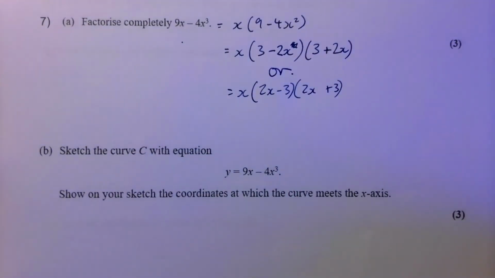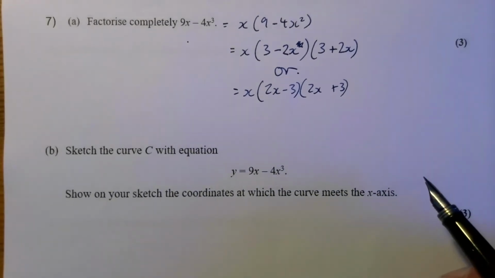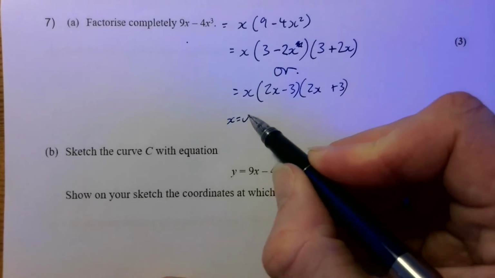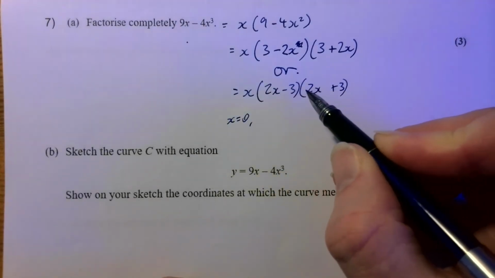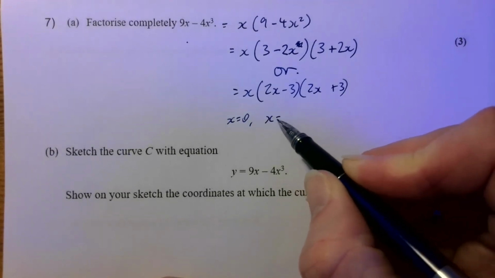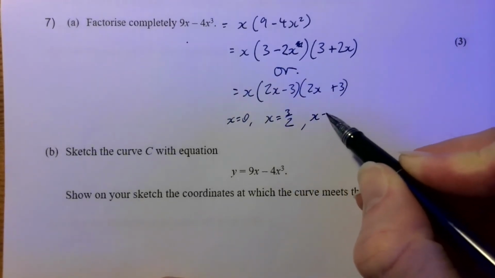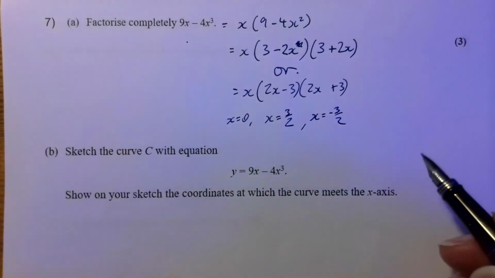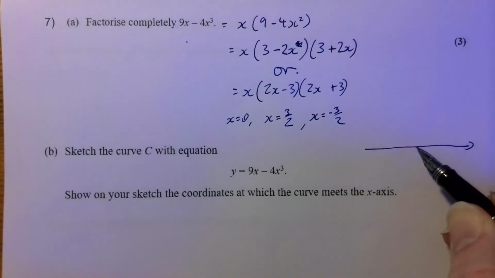So that's okay. And then all we've got to do is sketch the curve of this equation. Well, we know that our roots are going to be at x equals 0, and 2x minus 3 equals 0. Add the 3, divide it by 2, so we'll have 3 over 2. And here you'll have the negative of that as well. So we are going to have those points on our curve.